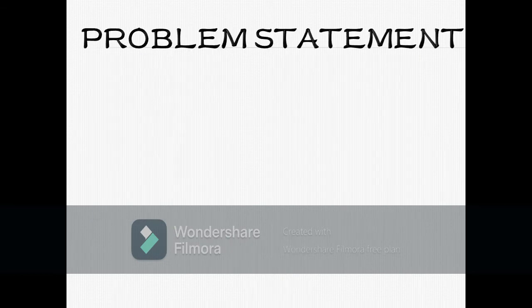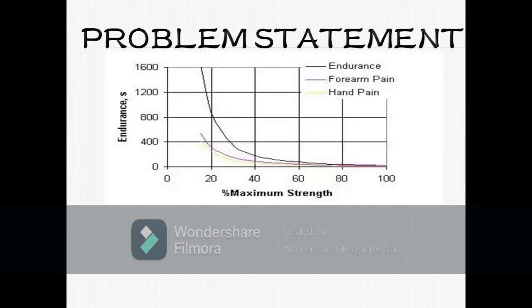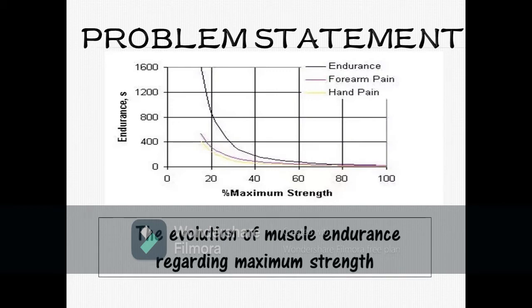Next, for the problem statement, have a look at the graph that I show in this presentation. It shows the graph of evolution of muscle endurance versus maximum strength. Muscles are constituted by muscle fibers. These fibers are the ones responsible for the contraction. When you lift a light object, only a small part of these fibers are recruited by your nervous system.